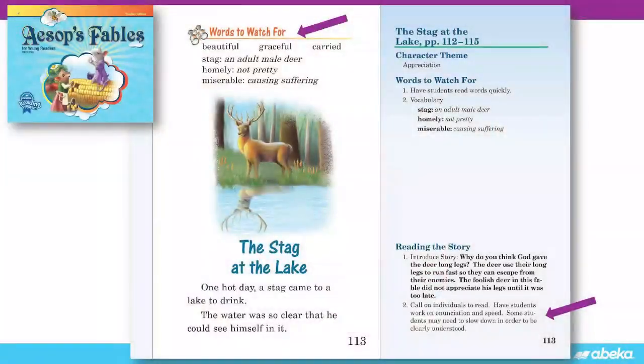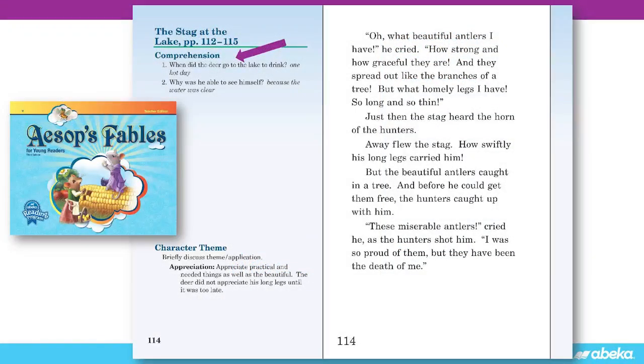I have an example of Aesop's Fable here, which helps the children first with words to watch for as we expand their vocabulary. Then we have opportunities for the students to participate, and it reminds the teacher to call on individuals to read and have the students work on enunciation and speed. Those are some of the reminders we talked about with fluency. Some students may need to slow down in order to be clearly understood as they read through these bigger stories that they're expanding into in first grade.